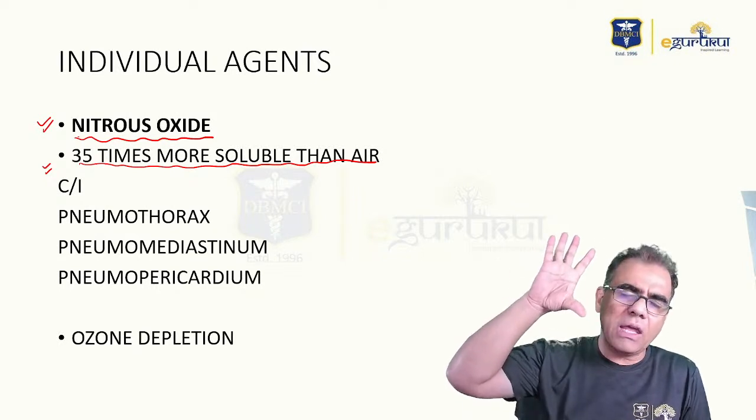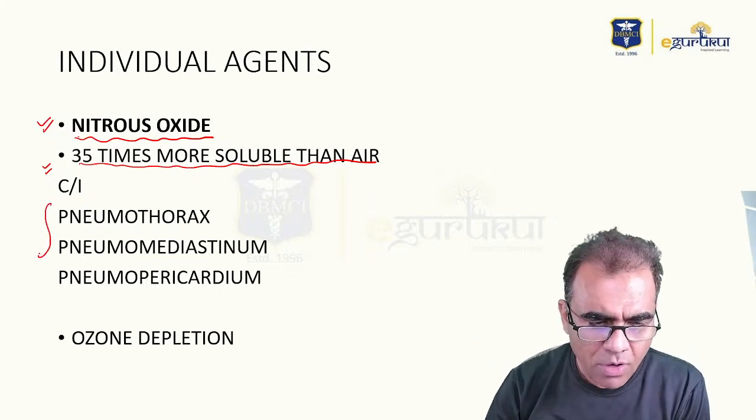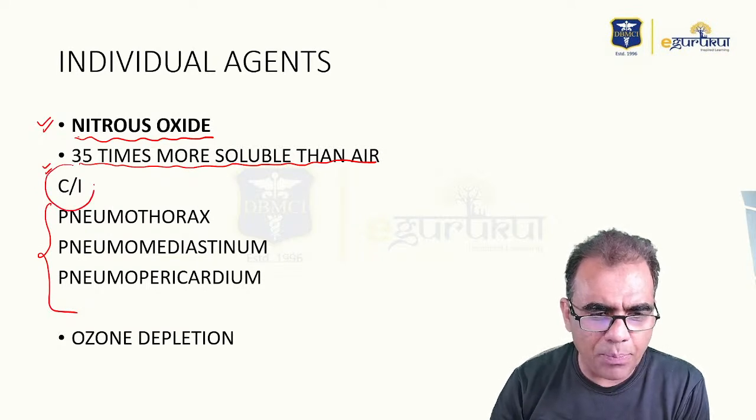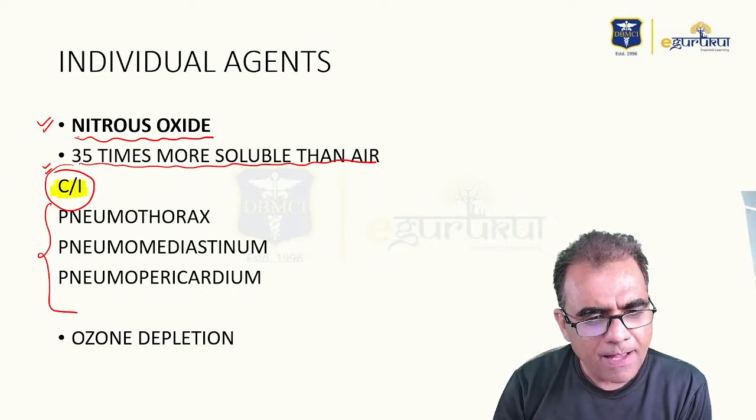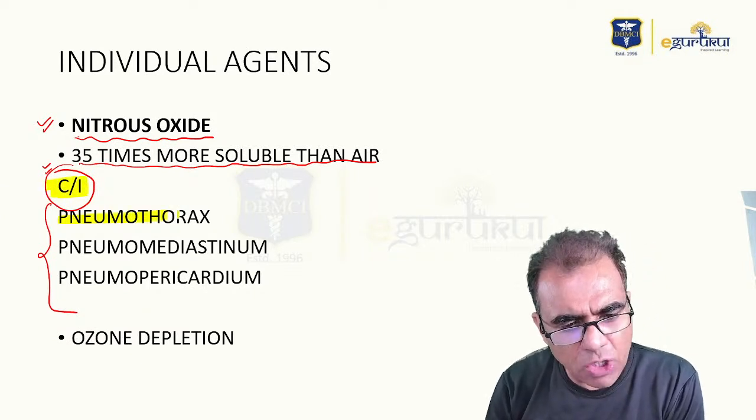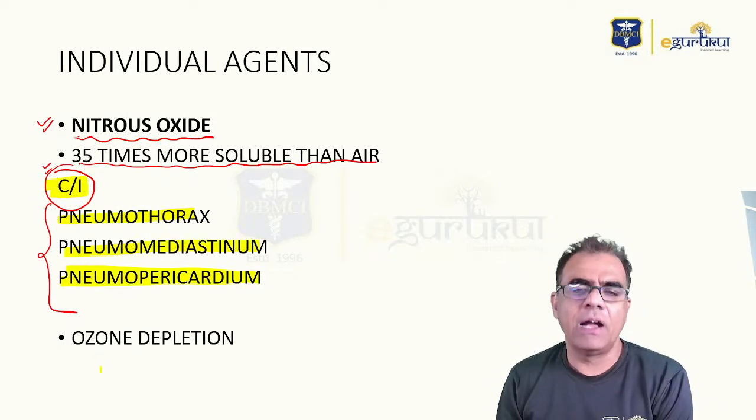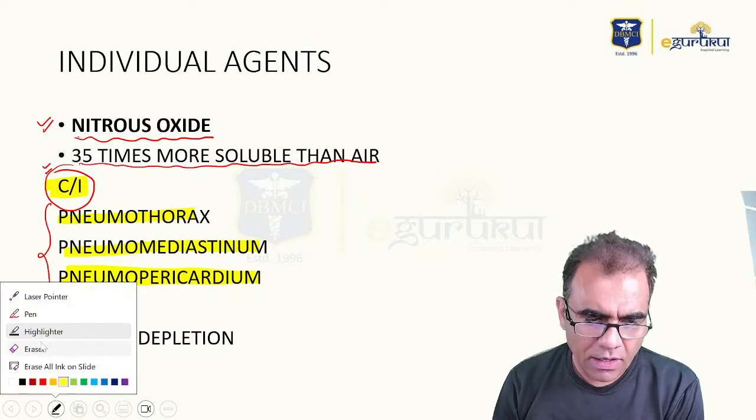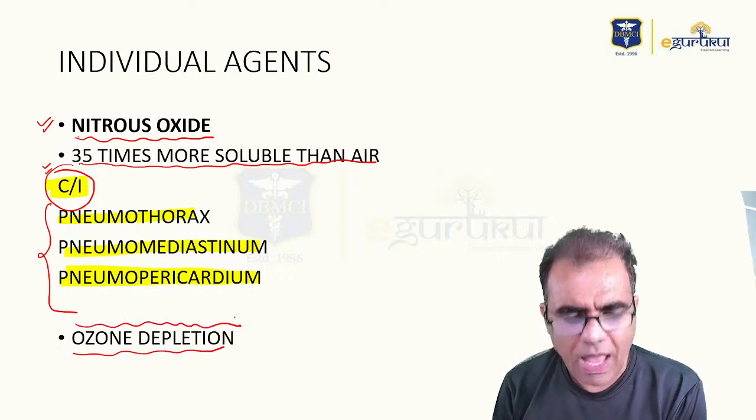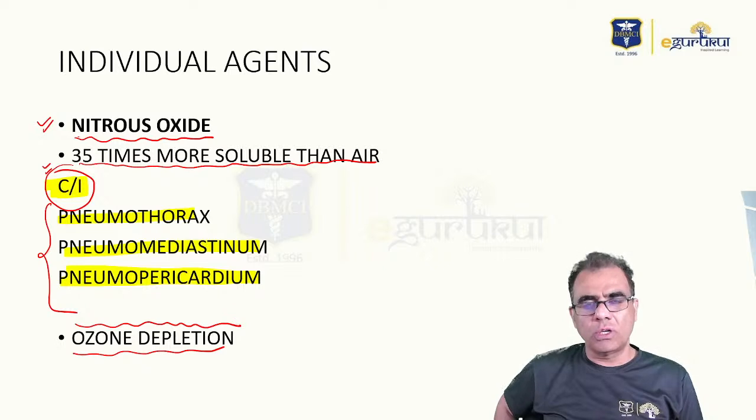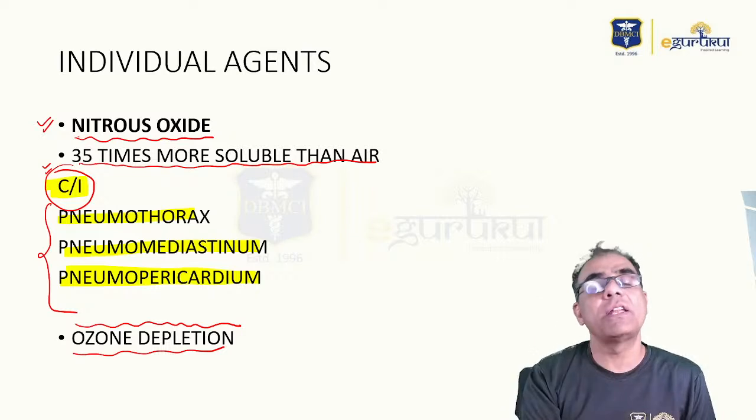So if there is any air in any closed space like pneumothorax, pneumomediastinum, pneumoencephalum, pneumopericardium, nitrous oxide is absolutely contraindicated. Then another disadvantage of nitrous oxide is ozone depletion. Actually, all anesthetic agents can cause ozone depletion, but it is more important for nitrous oxide because here we are using higher concentration, 75%.